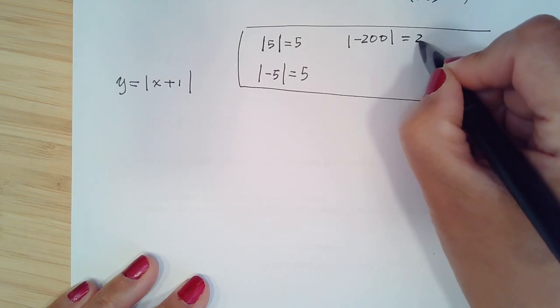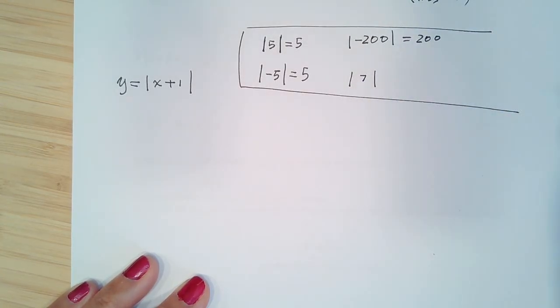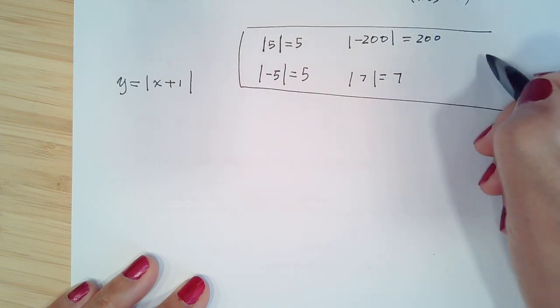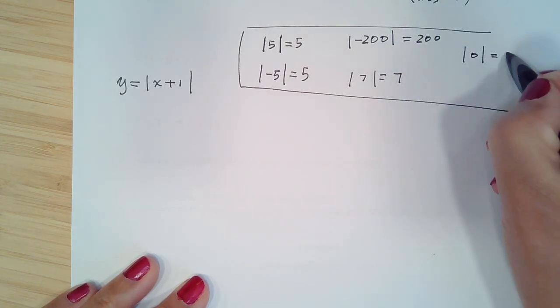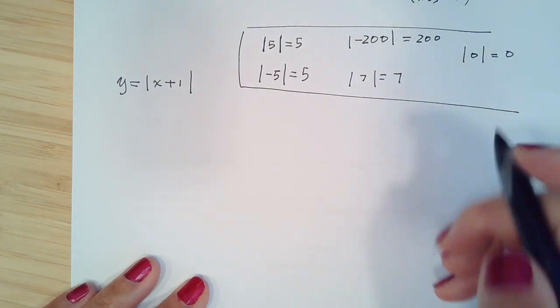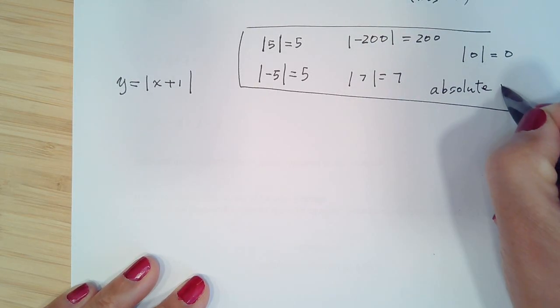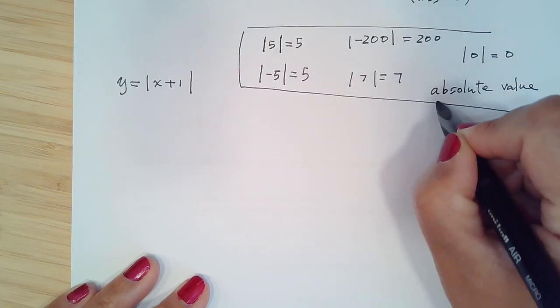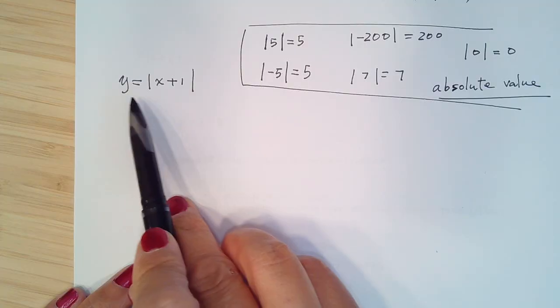I just made this up. And the absolute value of 7 should be 7. The absolute value of 0 should be just 0. Okay, so that's a quick review of absolute value. Review finished.